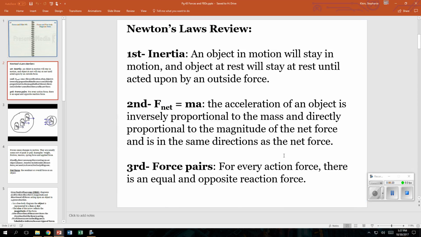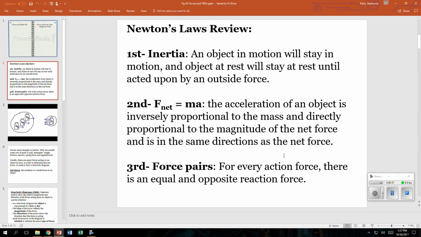So, remember from our Friday lesson, Newton's laws of motion. There are three. The first one is inertia. An object in motion will stay in motion, and an object at rest will stay at rest until something acts upon it, like an outside force.